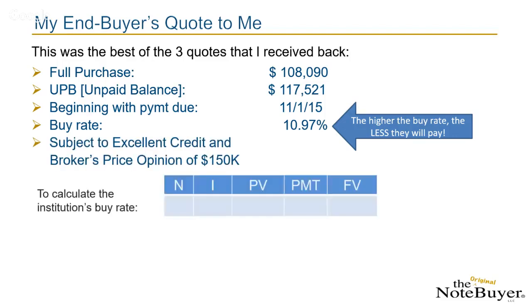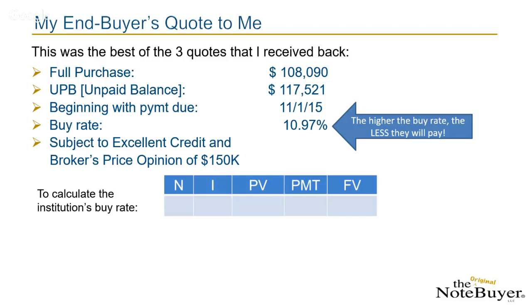Now, what does that mean? The buy rate is the yield that this institution would get if they were to buy the note and hold it themselves. Okay. And it's good to know that number because it's a way for you to compare apples to apples. Maybe somebody else gives you a quote to buy part of the note. So what this is telling us is that this institution is discounting this note to give themselves a yield of 10.97%.